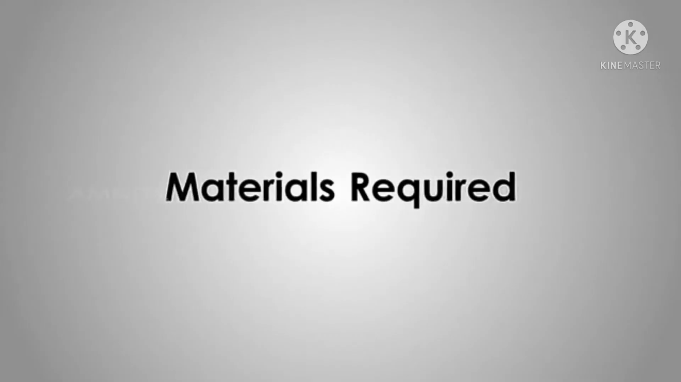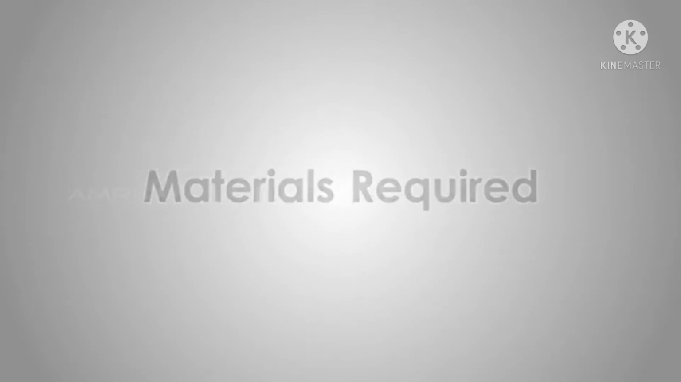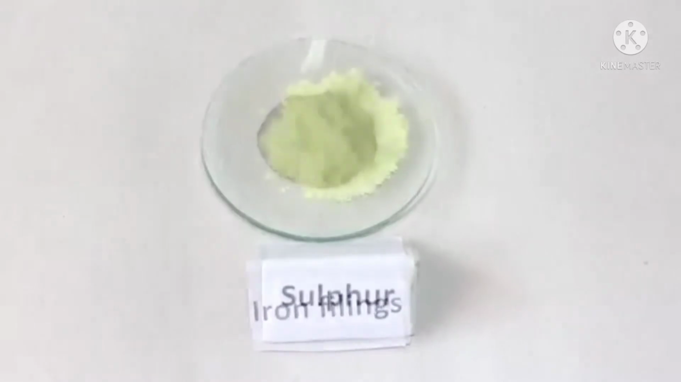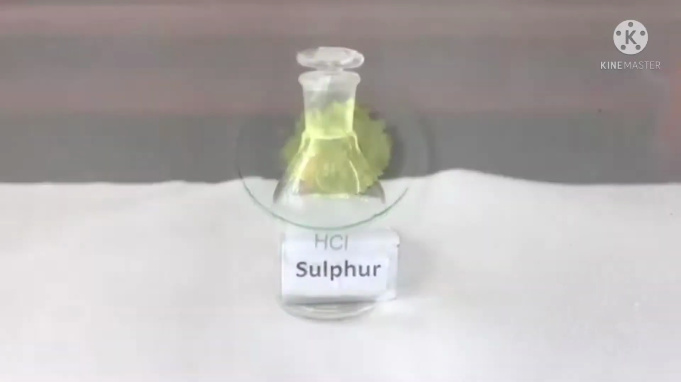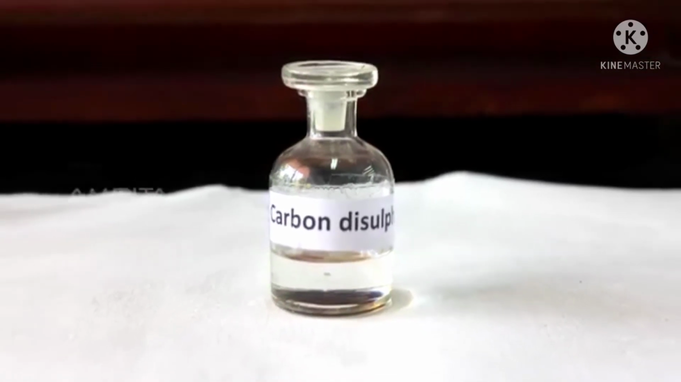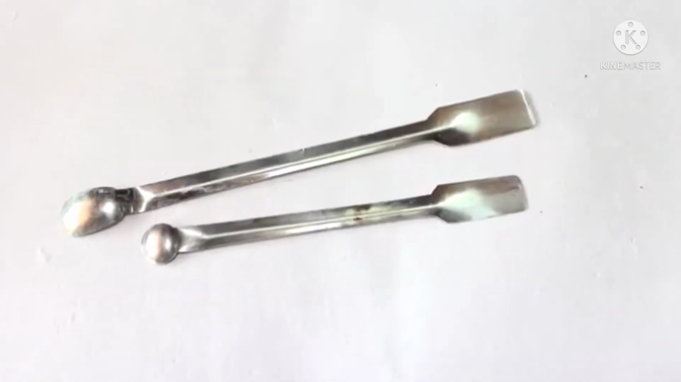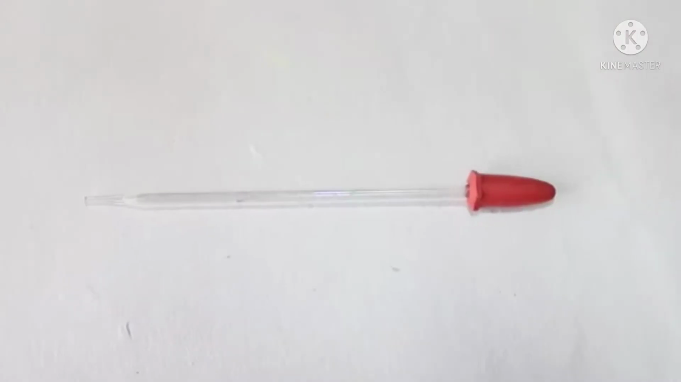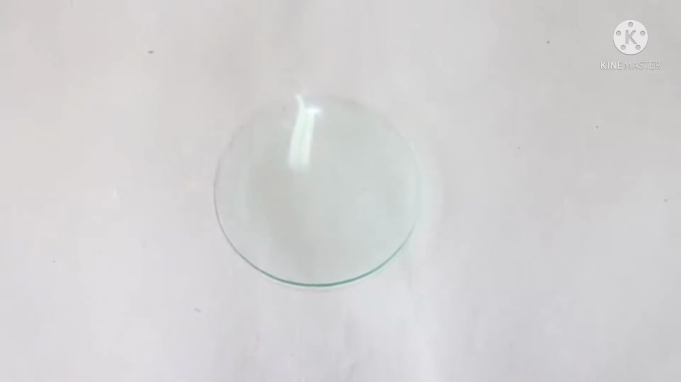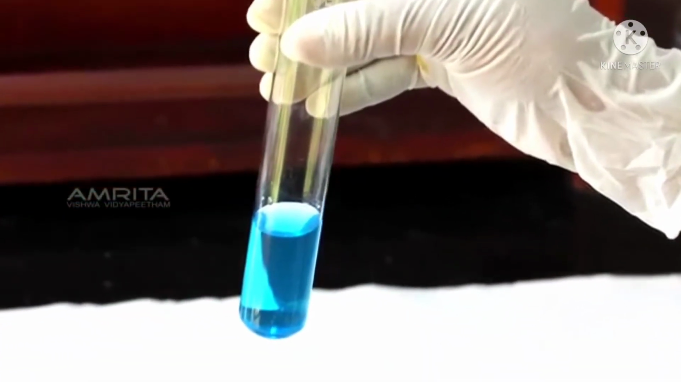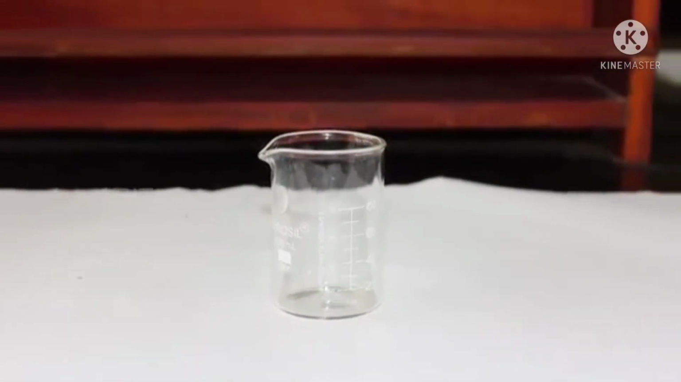Materials required: iron filings, sulfur powder, dilute HCl, carbon disulfide, spatula, magnet, glass rods, boiling tubes, dropper, watch glass, aqueous solution of copper sulfate, and a beaker.